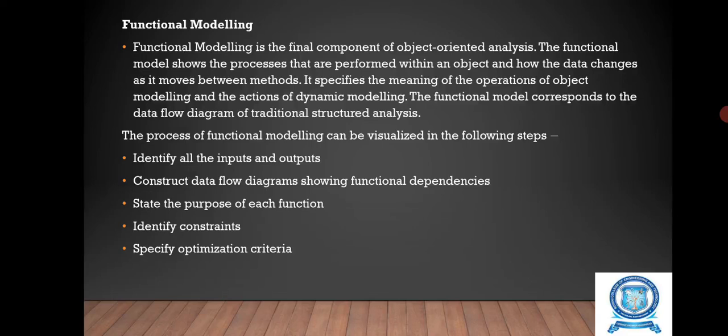The process of functional modeling can be visualized in the following steps. Identify all the inputs and outputs. Construct data flow diagrams showing functional dependencies. State the purpose of each function. Identify the constraints. Specify the optimization criteria.